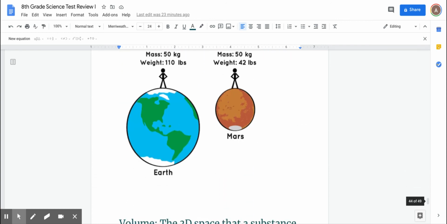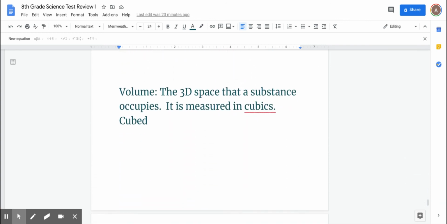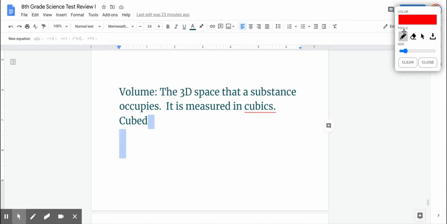So once we have that, let's look at volume. Volume is, again, what a substance occupies in 3D space. It's measured in cubics, in other words, it's cubed, right? So if we had, let's draw something here. We have the page marker. A different one. Let's use this color for now. We haven't used that. I don't think we used it at all.